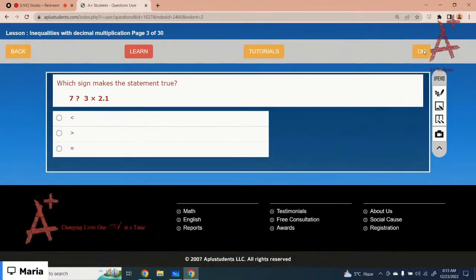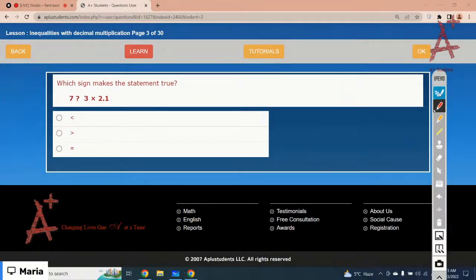Okay, the next one is you have to compare 7 and 3 times 2.1. Got it? So you just do 2.1 times 3 and then compare it with 7. So 21 times 3. 3 times 1 is 3 and 3 times 2 is 6. So you have one decimal place. So it is then 6.3.